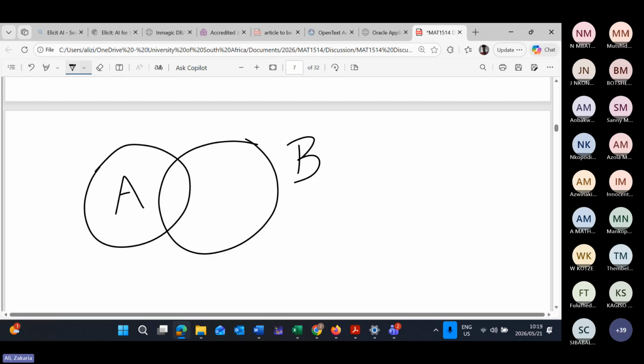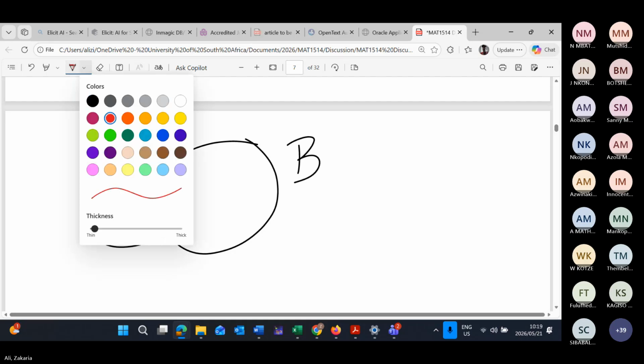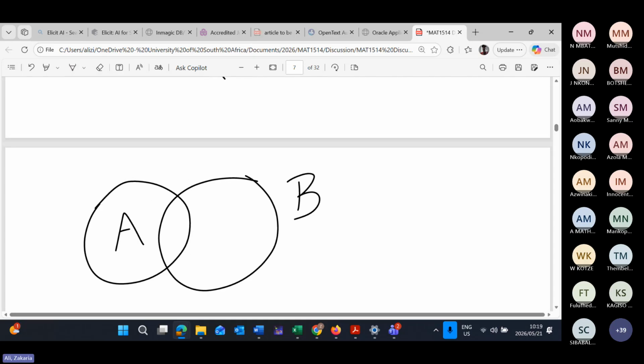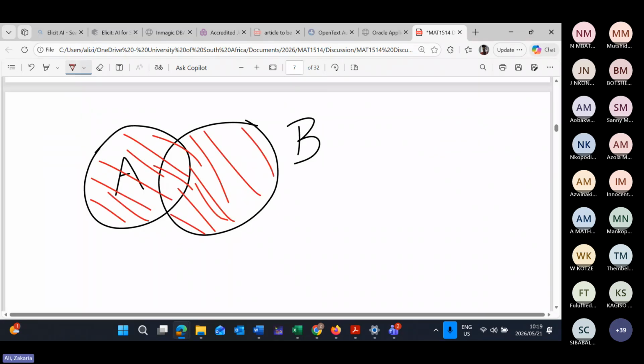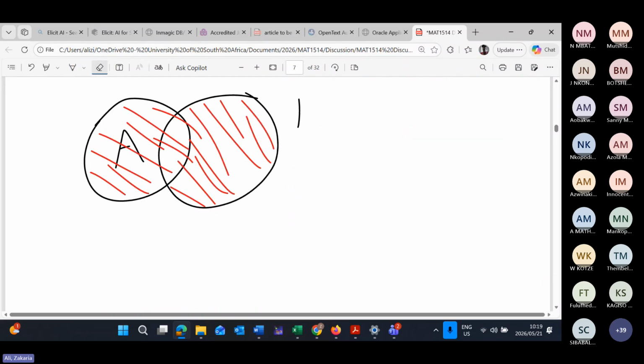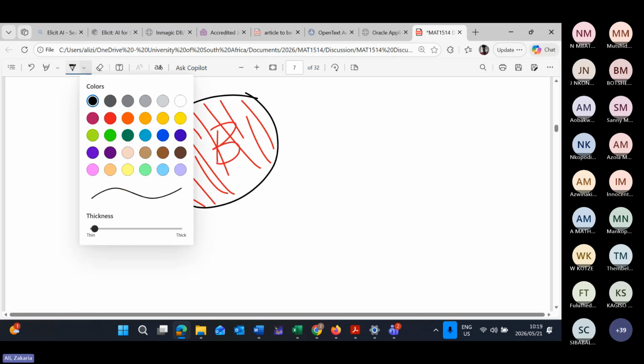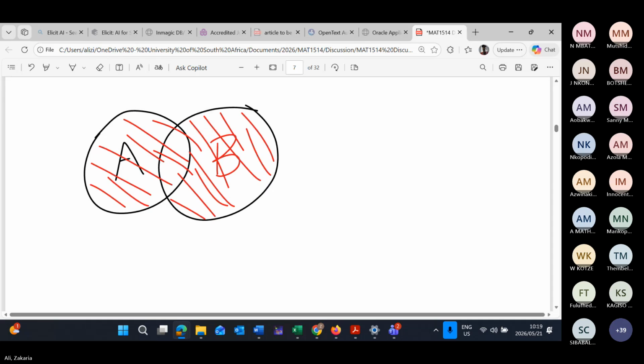The union means, let me take a different color. Everything in red, everything in red is the union. So then let me also write B inside. Everything in red is the union. A union B, everything. So it means that everything in A and in B is the union.